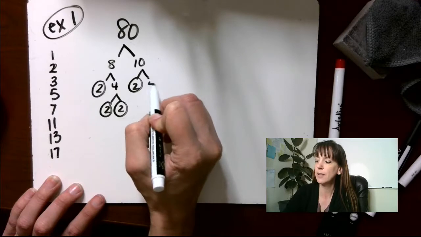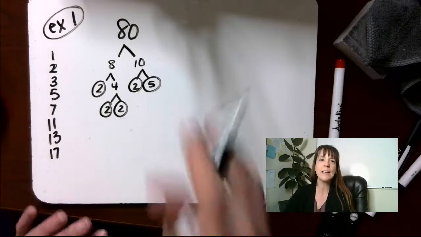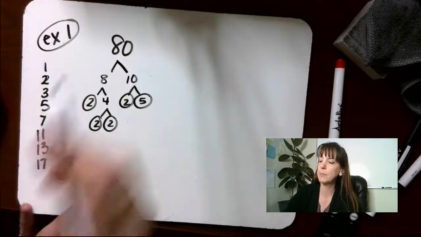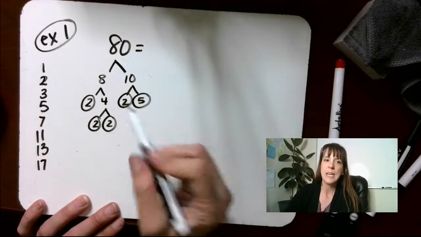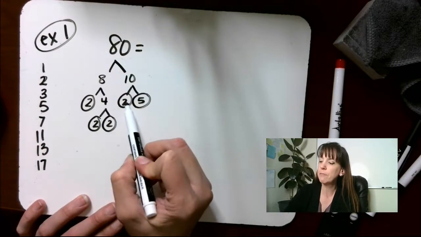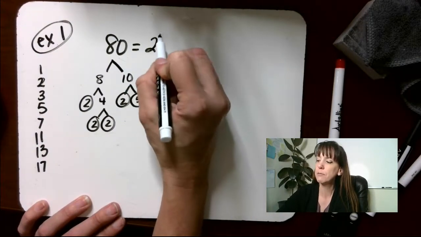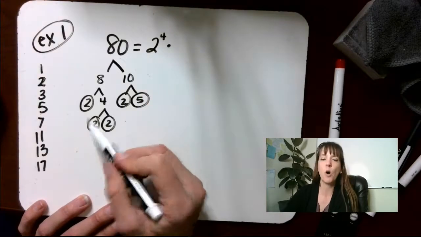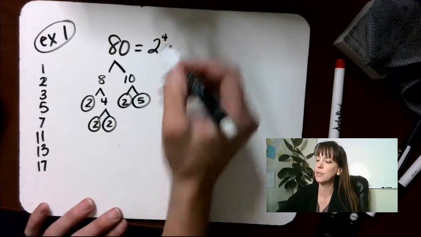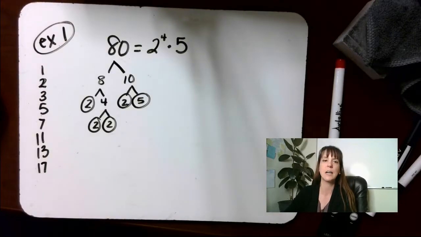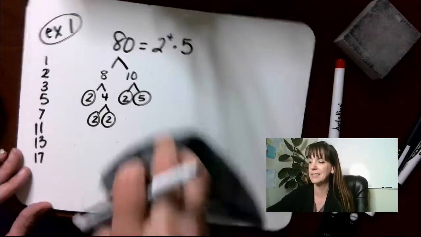So 2 and 5. Writing it as a product of prime numbers means 80 equals, now there's 1, 2, 3, 4 2s. So it's 2 to the 4th power times, and you always want to go in order, there's no 3s here, but there is a 5. So 2 to the 4th times 5. That's all you've got to do for these guys.